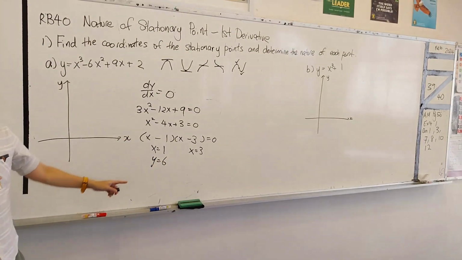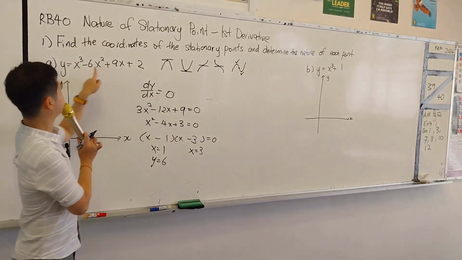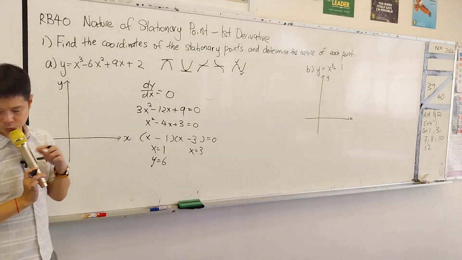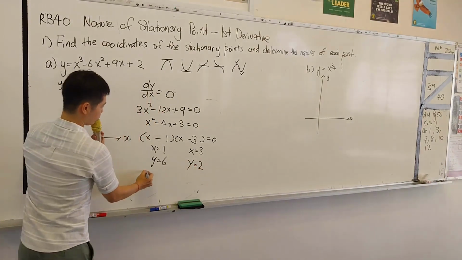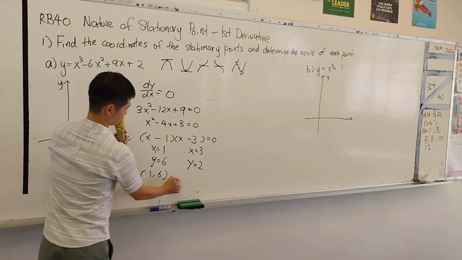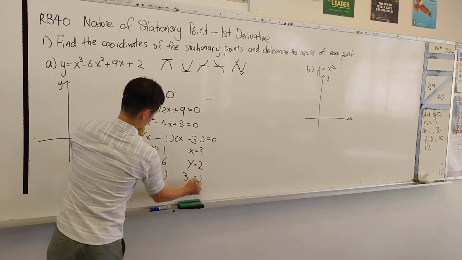When x is 3, I sub it back here, right? y is 2. So what are the stationary points? 1, 6, and 3, 2.